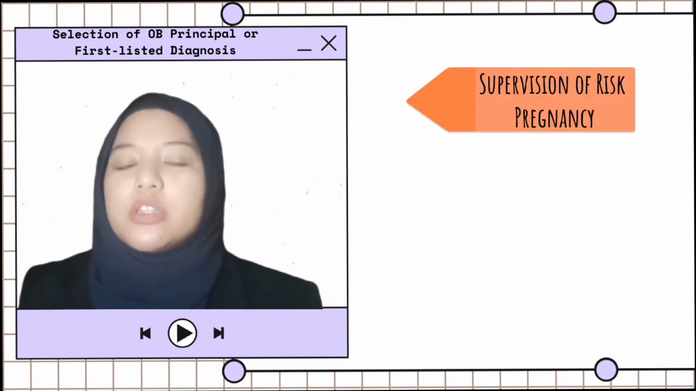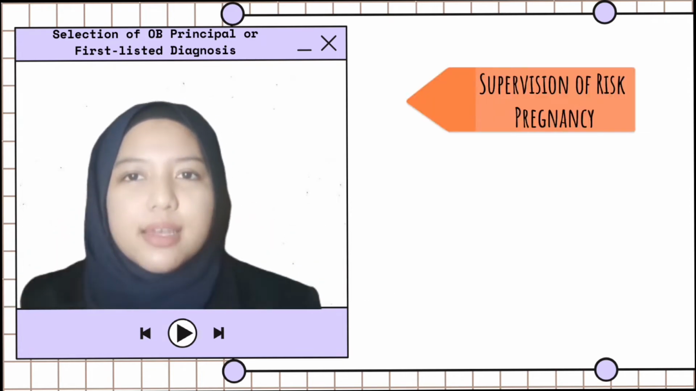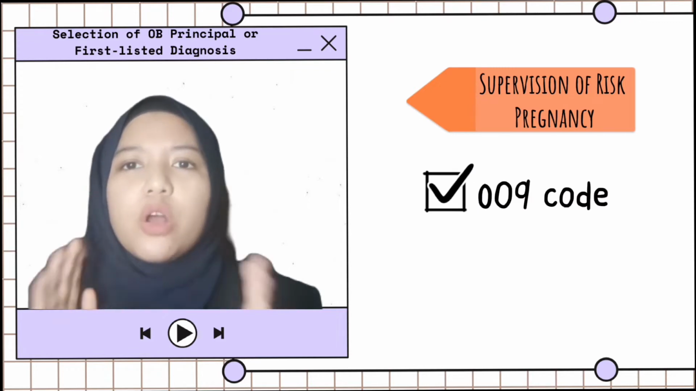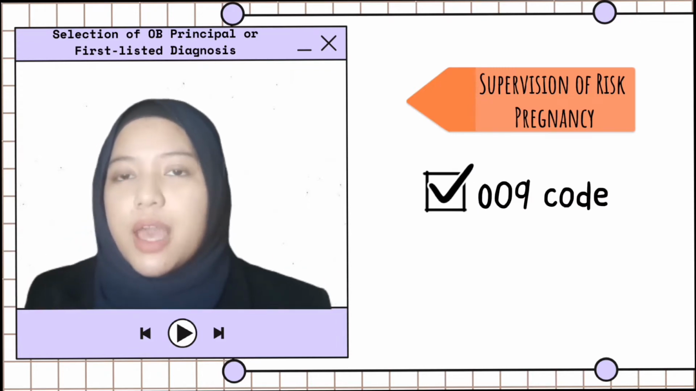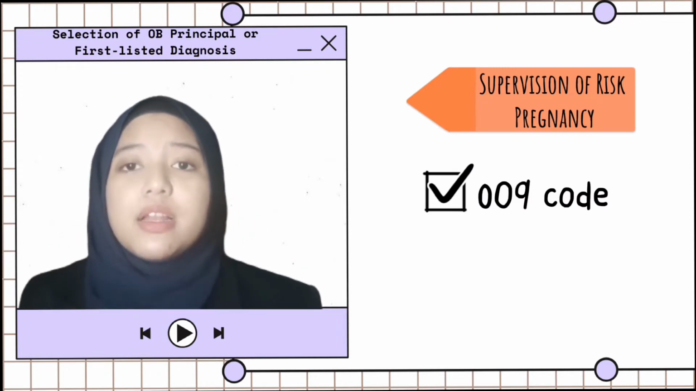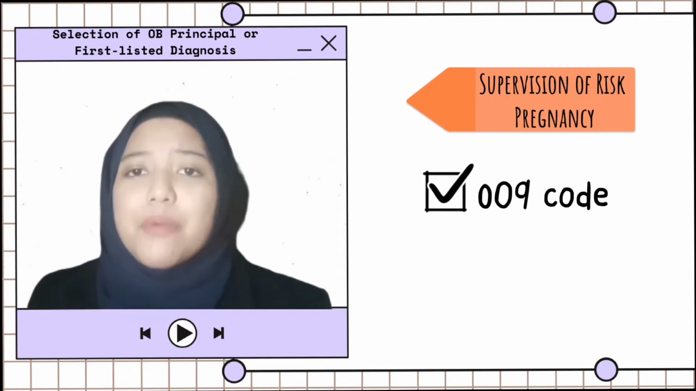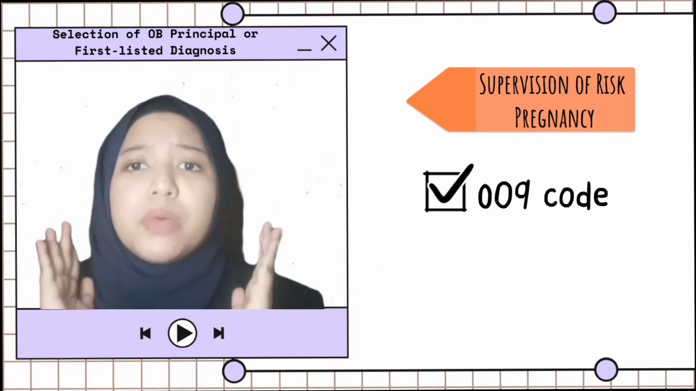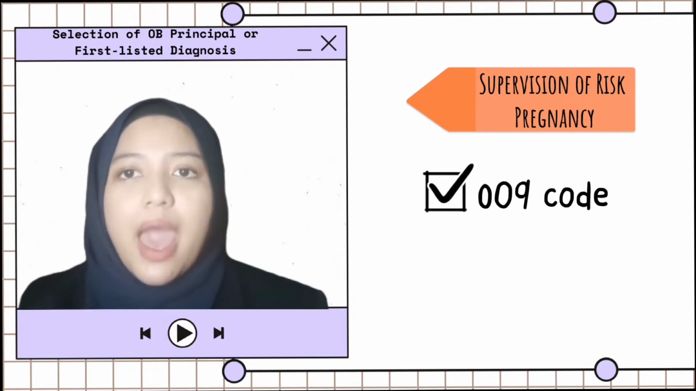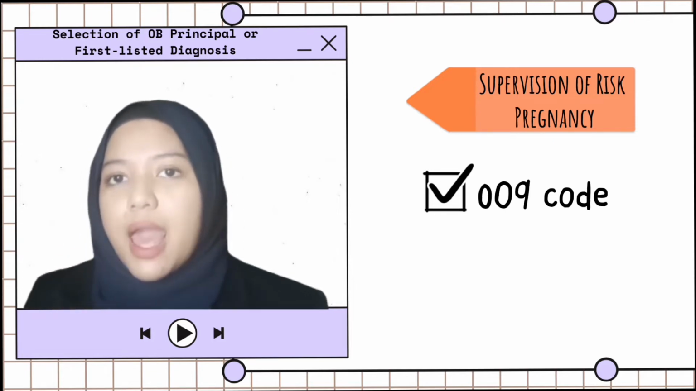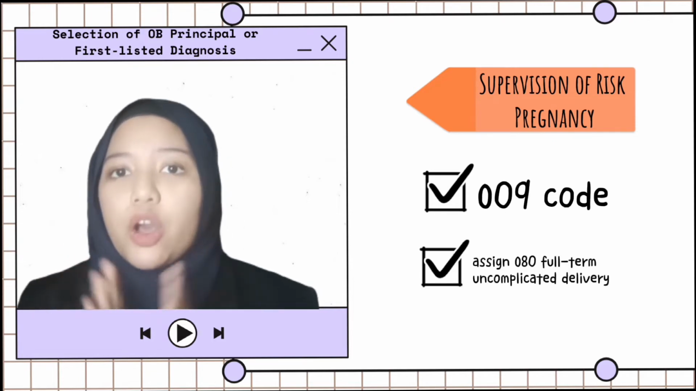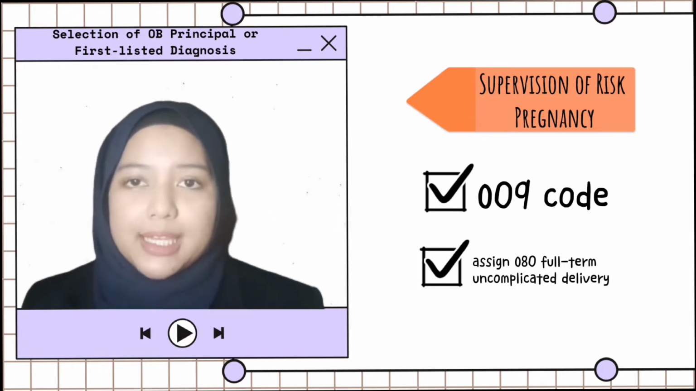Second, supervision of high-risk pregnancy. This category, O09 code, is only used during the prenatal stage, and complications during labor and delivery as a result of a high-risk pregnancy should then be the first-listed diagnosis. And if no complications exist, assign O80, encounter for a full-term uncomplicated delivery.